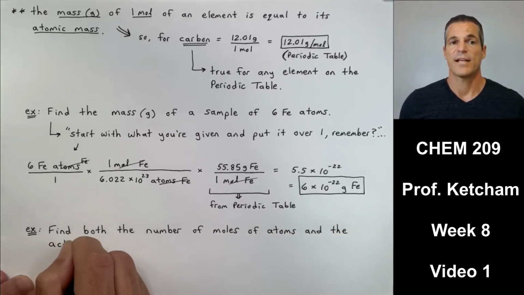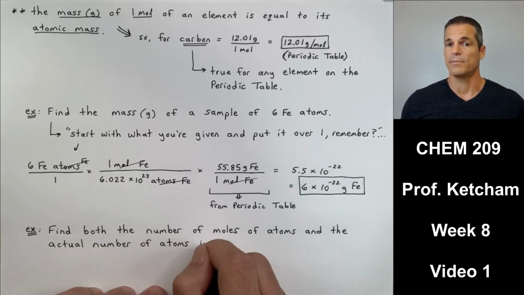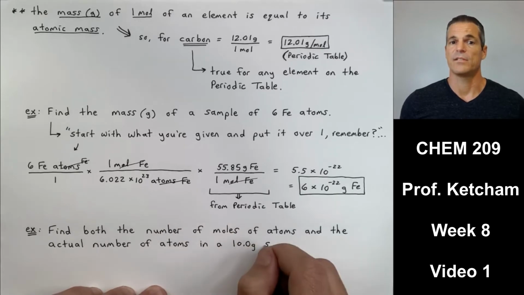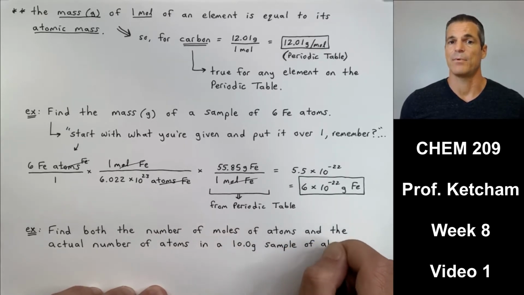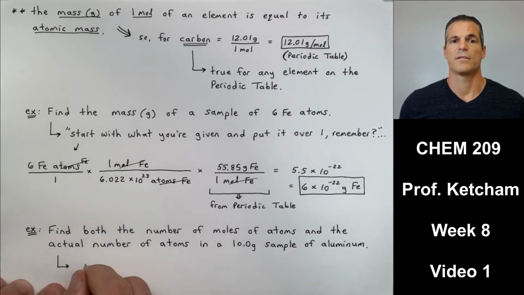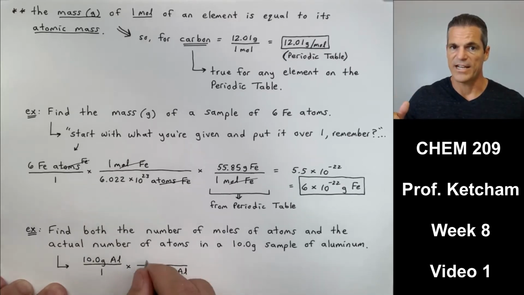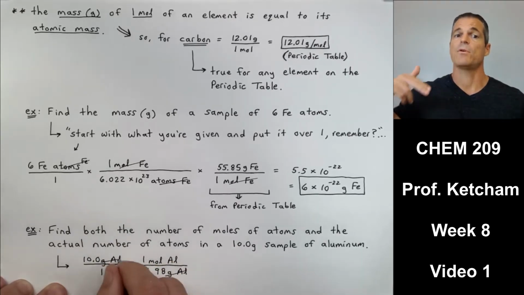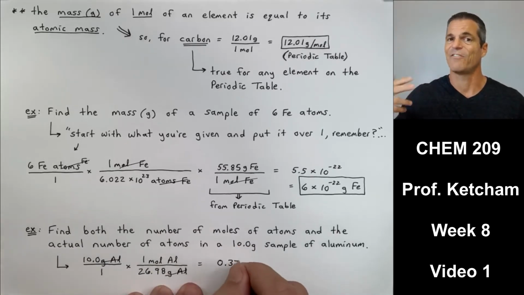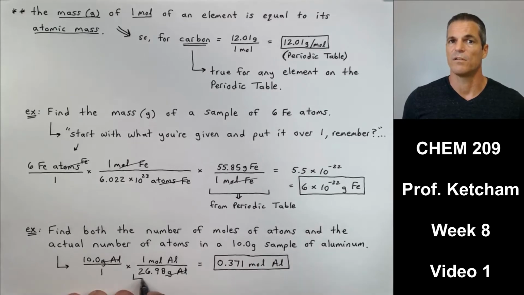All right, next example on this page at the bottom. Find both the number of moles of atoms and the actual number of atoms in a 10.0 gram sample of aluminum. Start with what you're given, put it over 1. 10.0 g aluminum, we got grams on top, right? So for every 26.98 grams of aluminum on the periodic table, that's grams per mole. So I'm basically dividing by the atomic mass here, and I get 0.371 moles of aluminum.